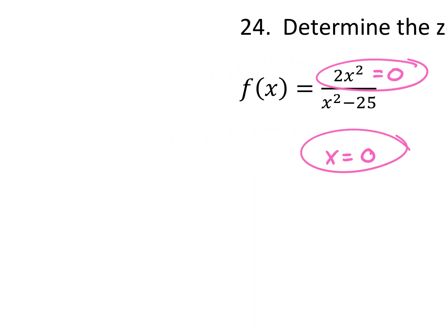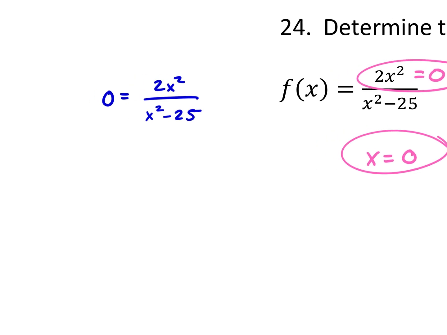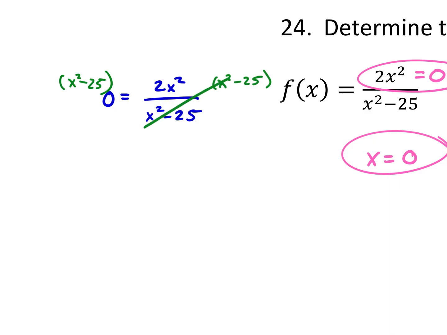So if you don't remember that shortcut, if we had 0 equals 2x squared over x squared minus 25, you could multiply both sides by x squared minus 25 to get it out of the denominator. X squared minus 25 will cancel out on the right side. X squared minus 25 times 0 is still 0. So 0 equals 2x squared. So same idea, just an extra step. If you don't remember that, if you have a fraction, all you have to do is set the numerator equal to 0 to find your zeros. Good with this one?